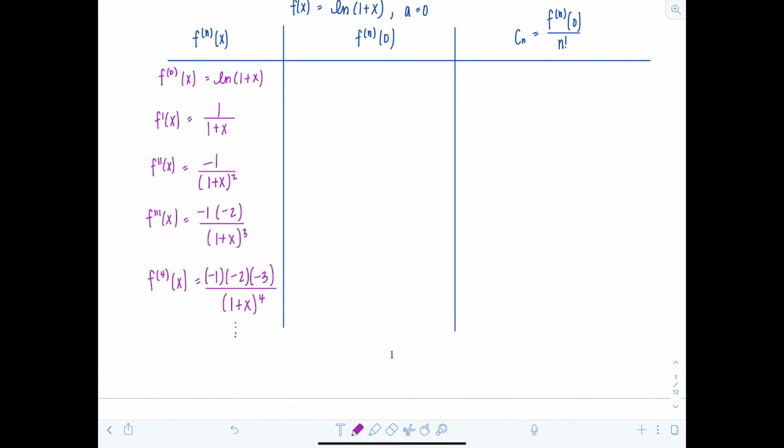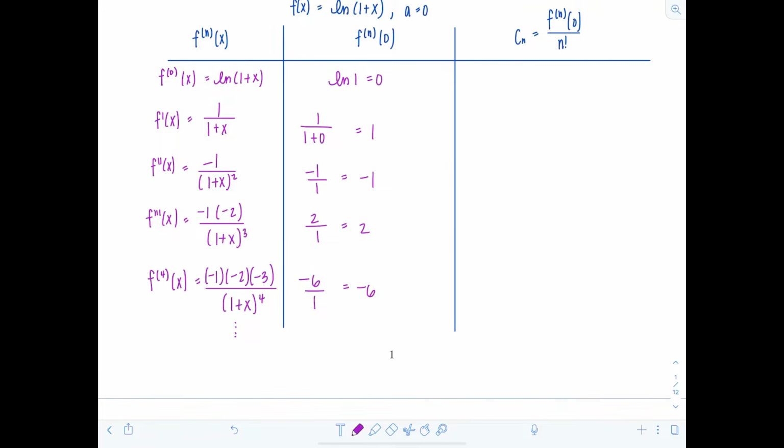Okay, now I'm going to evaluate each of these derivatives specifically at 0. Since we're finding a Maclaurin series, a is equal to 0. So natural log of 1, that's 0. 1 over 1 plus 0, that's 1. I'm going to have negative 1 over 1, which is negative 1. This is going to be positive 2 over 1, which is positive 2. This is going to give me negative 6 over 1, which is negative 6. So notice it's alternating.